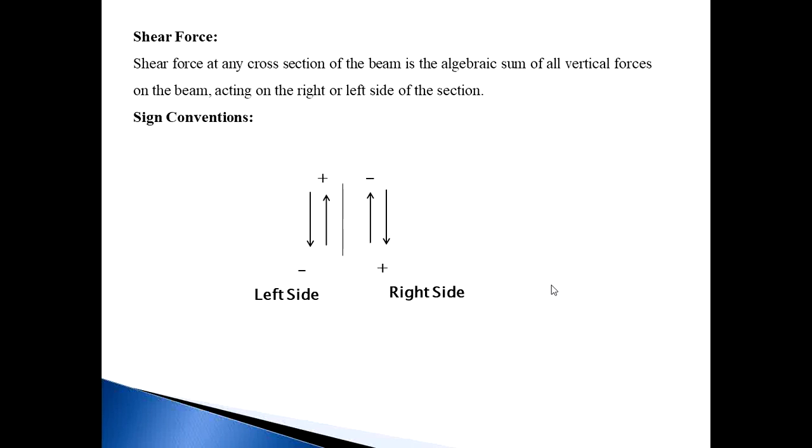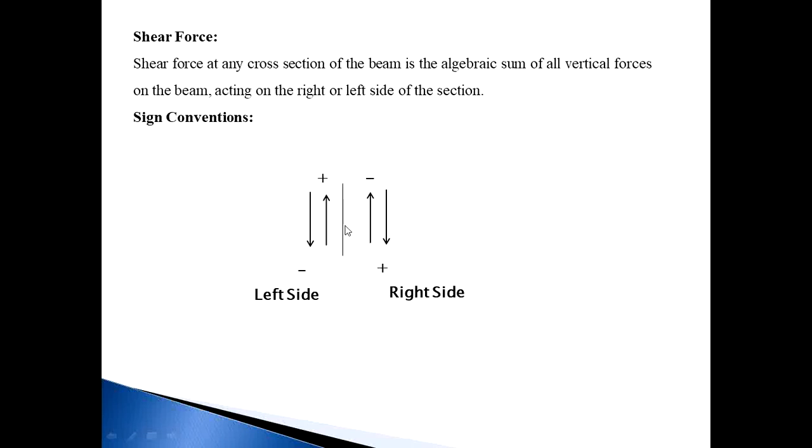Shear force at any cross section of the beam is the algebraic sum of all vertical forces on the beam acting on the right or left side of the section. It is simply the algebraic sum of all forces on the right side or left side of any section of the beam. Next, the sign conventions for shear force. This is the most important part.